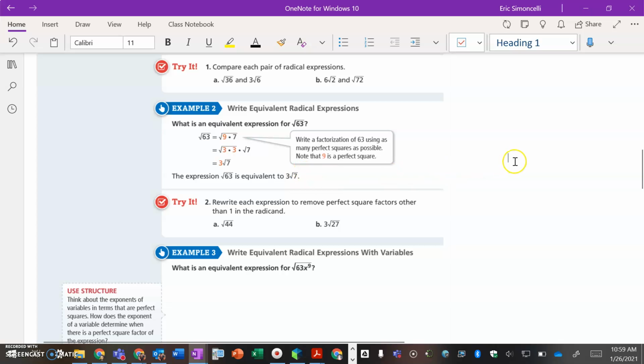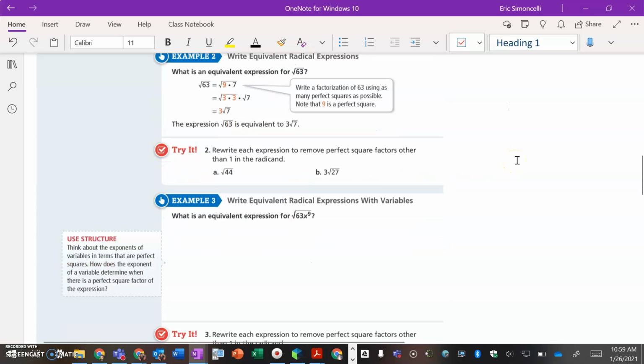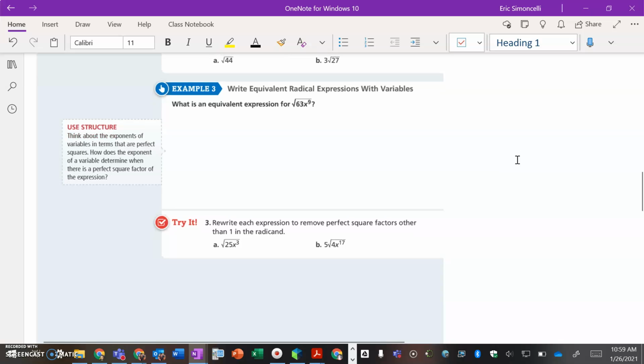3 root 7. All right, example 3. Write equivalent radical expressions with variables. What is an equivalent expression for the square root of 63x to the 9th power?